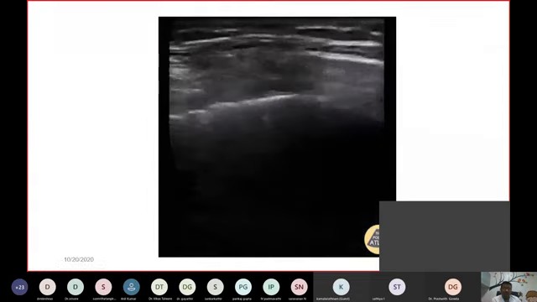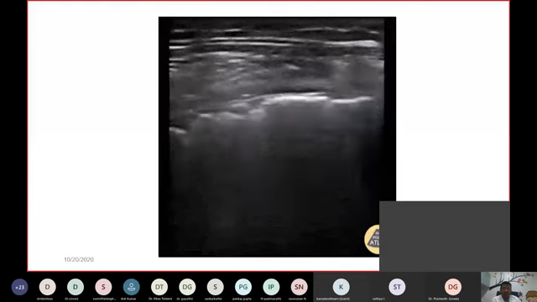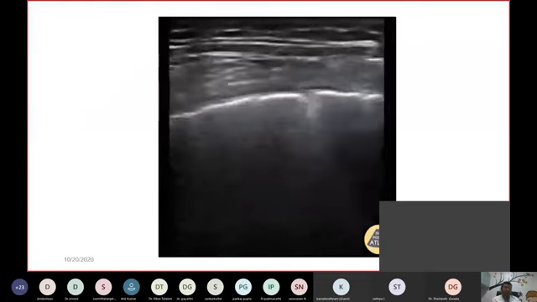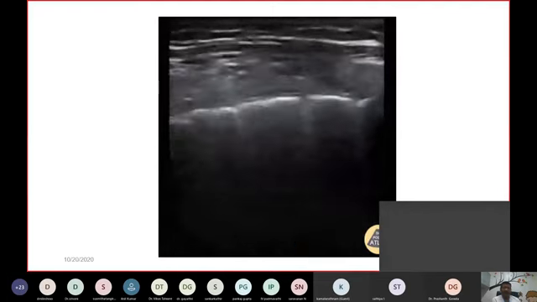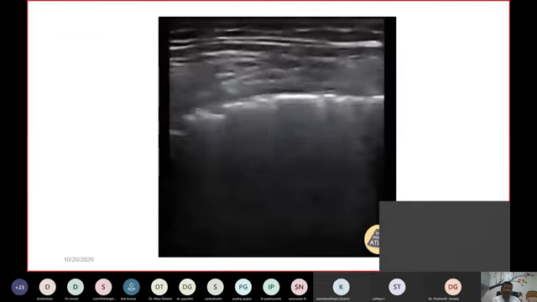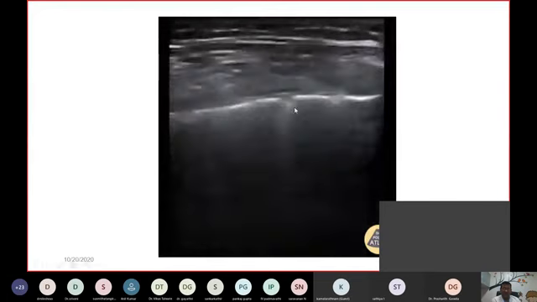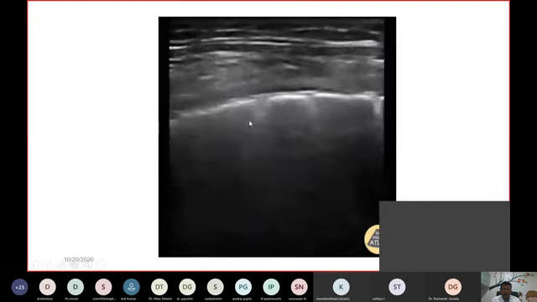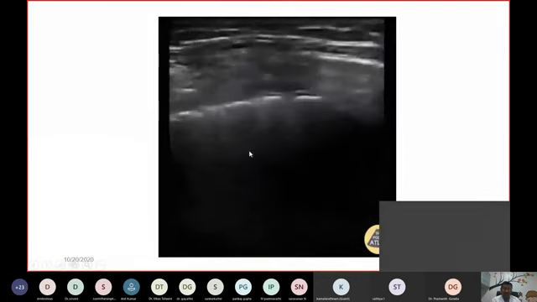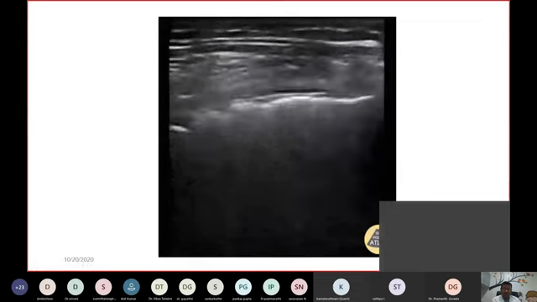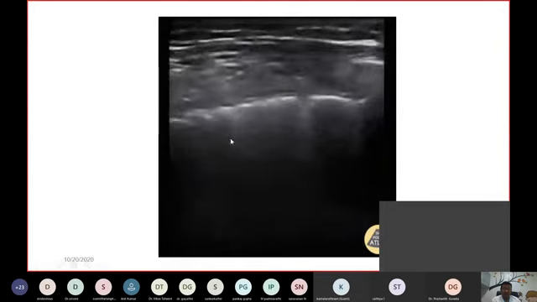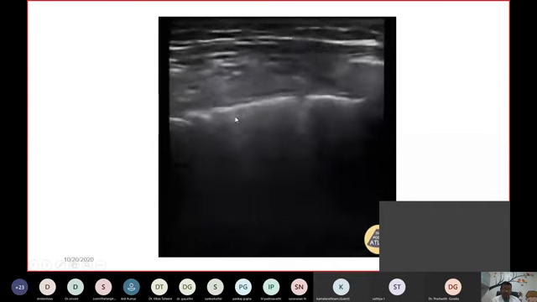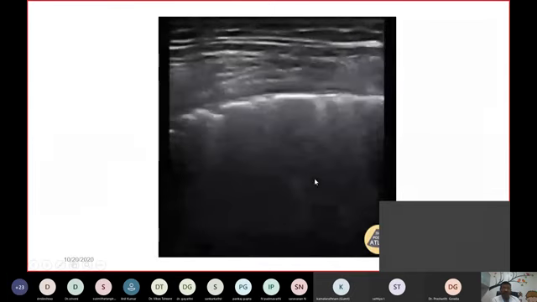Now look at this video. You see your pleural line is not regular, it appears thick. The size of pleural line usually is less than 0.5. If it is more than 0.5, we call it a thick pleura. So here you can see pleura is thick. You can see B lines. You can see some subpleural consolidations as well. Yeah, you can see one subpleural consolidation coming here, this area. So this is how RDS lung looks like.